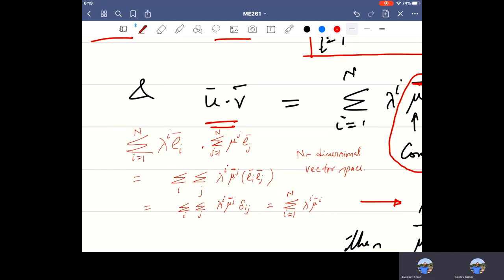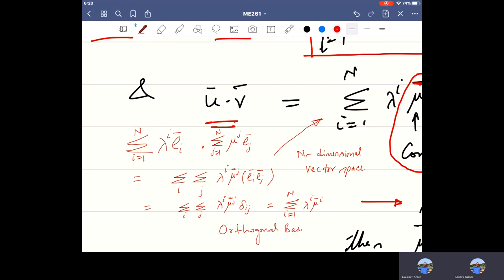And that's what we have written here. So this is true only for an orthogonal basis. If you're not using an orthogonal basis, then you cannot take the inner product in this fashion. You will have more terms because you will have a double summation like this. So that you'll have to keep in mind.